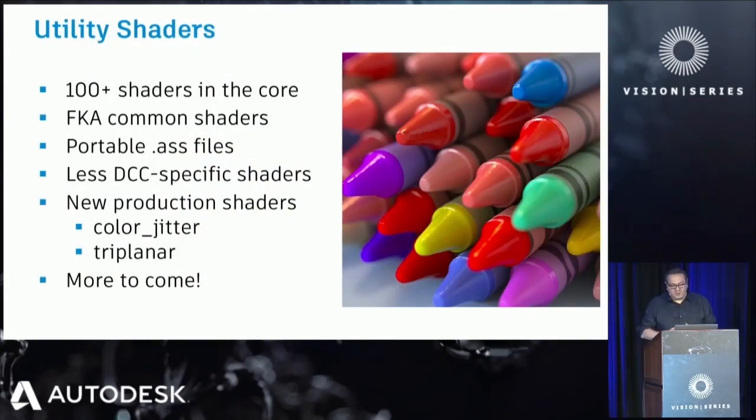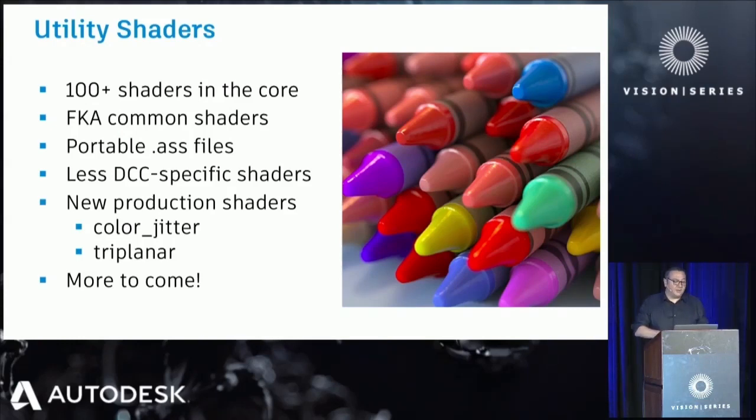Generally for shaders, we've added a lot of shaders in the core, so now there are about 100 shaders directly shipping with the core. We did this to avoid having DCC-specific shaders, shaders specific to Maya or to Houdini. Then when you exported files from one package to the other, you had to carry around the shaders. So not anymore. It's a work in progress.